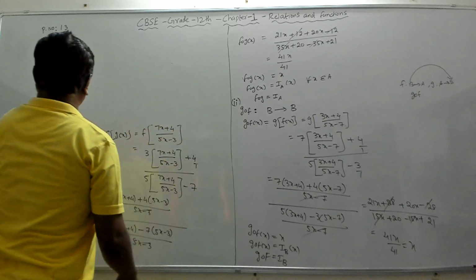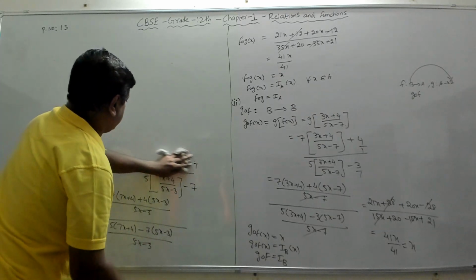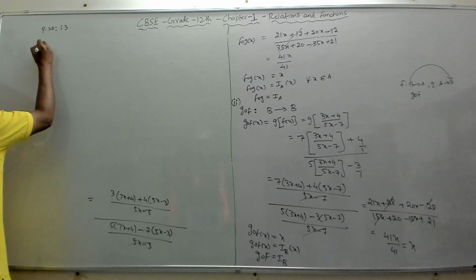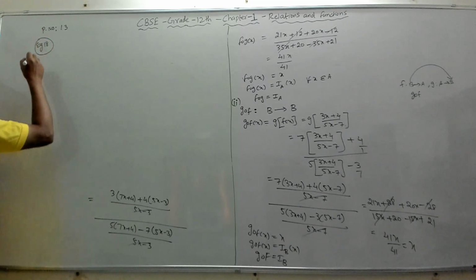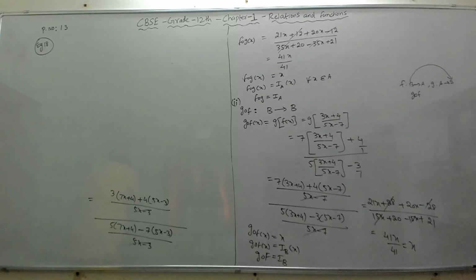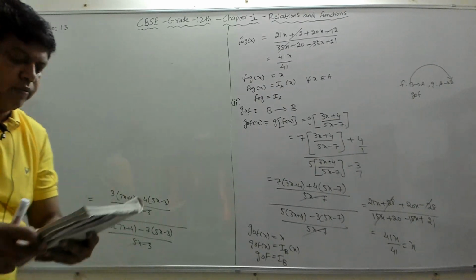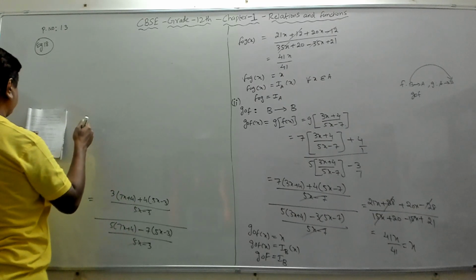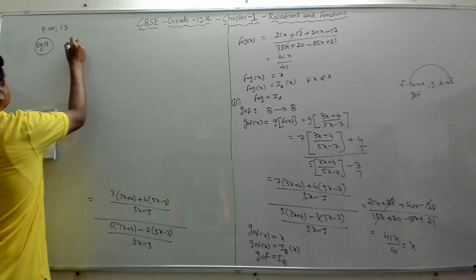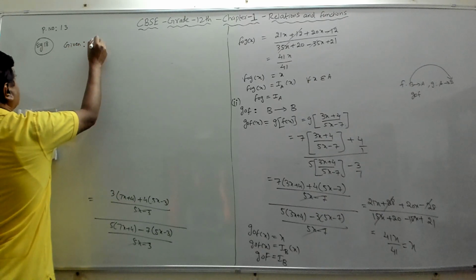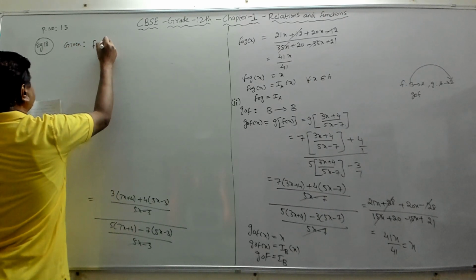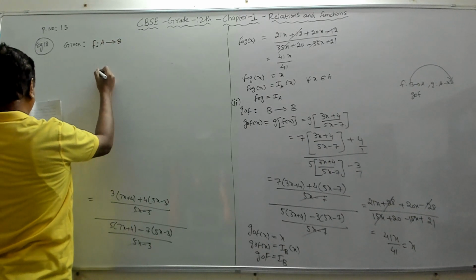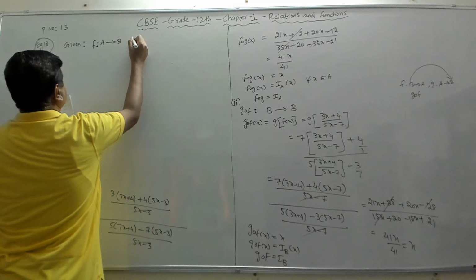Example 18 is easy as well as important. So example 18. What is given in that example? It is given: show that if f from A to B and g from B to C, so f is a function, what is given is f is a function from A to B, and f and g are 1 to 1.